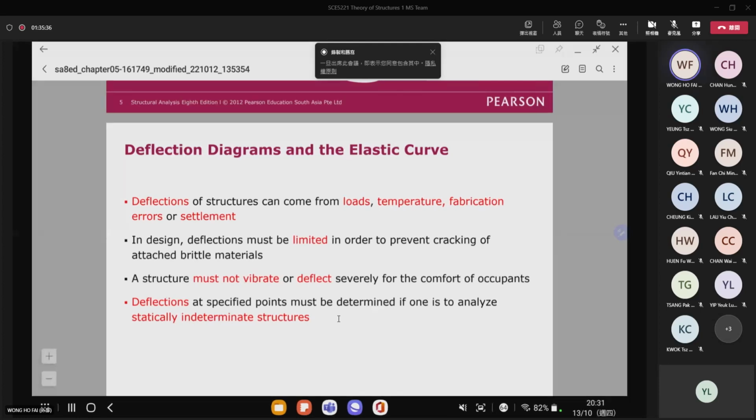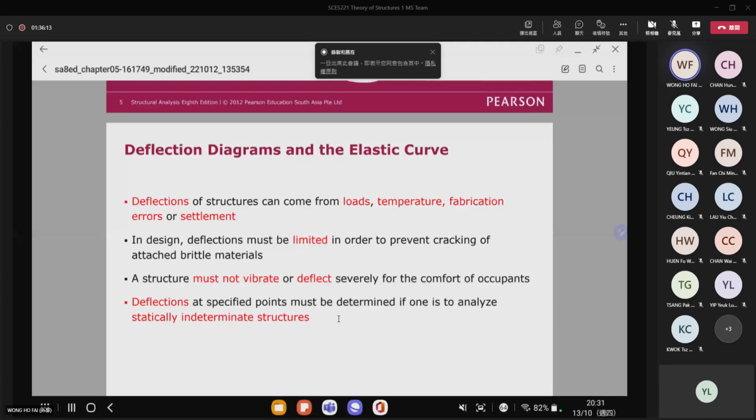For the deflection diagram and elastic curve, this one is very important when you consider your design. For beam structures, if there is a loading, say a live load or dead load, then your beam structure will deflect. So the deflection can come from the loading. That means you apply the load to the beam, then you will have deflection.